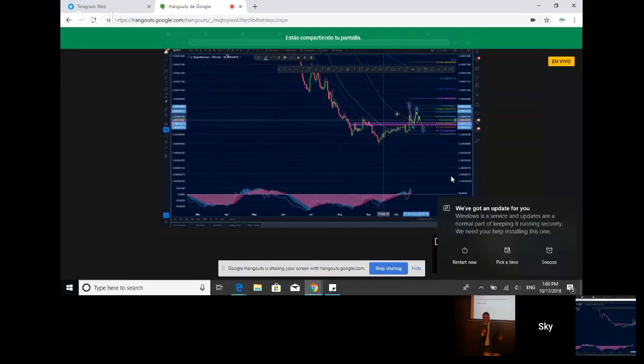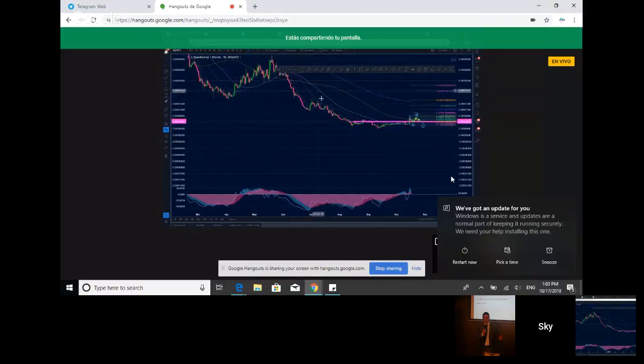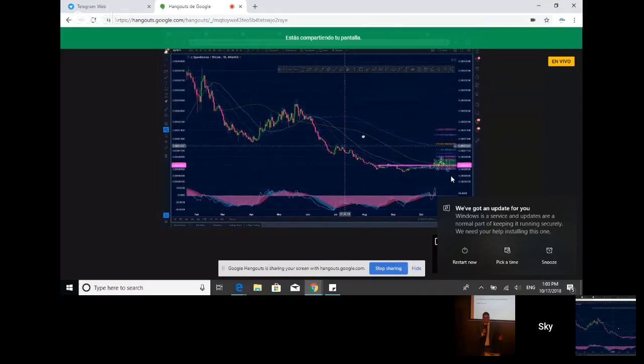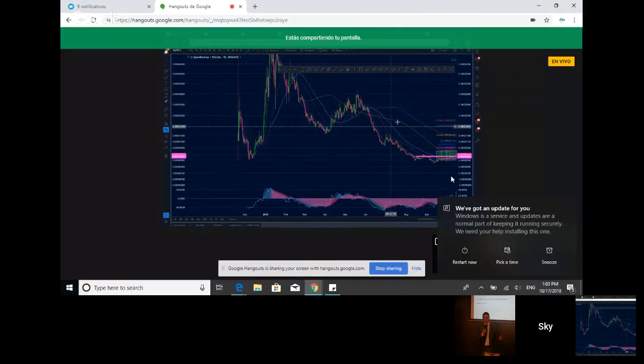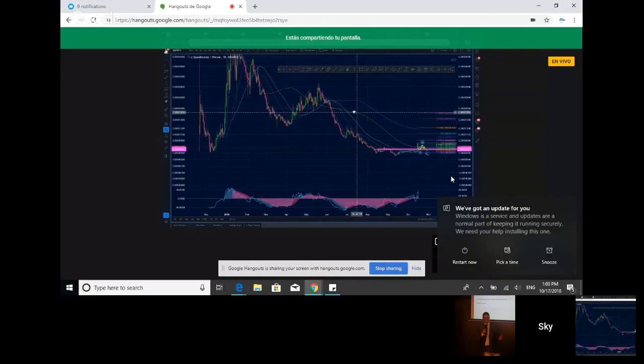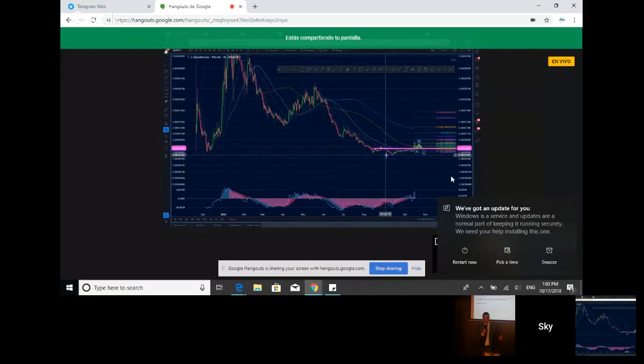I will check the bigger picture of Quantstamp. So we've already set up the lowest low in the history. Right now, the price is moving in this accumulation zone. It's about a 2-month accumulation zone.